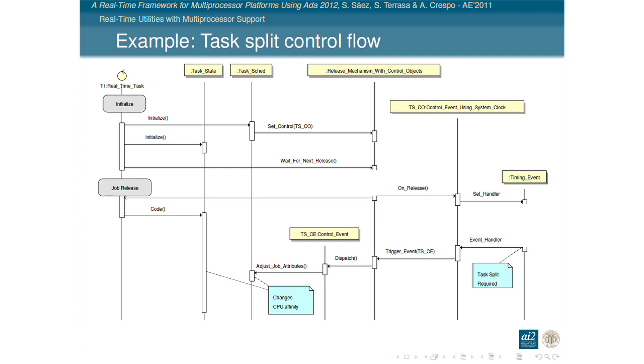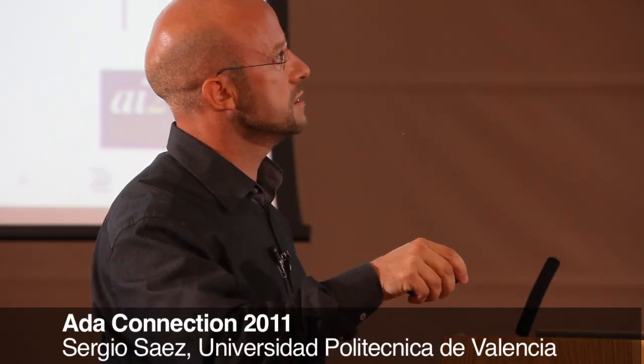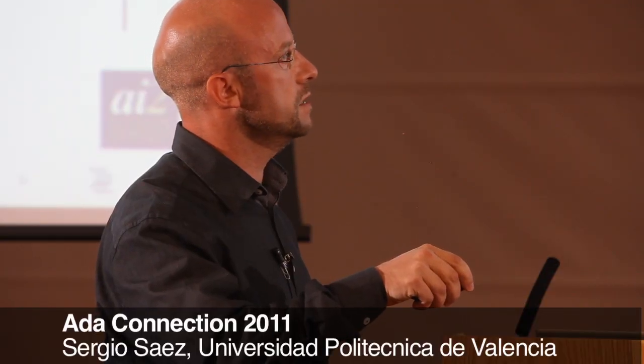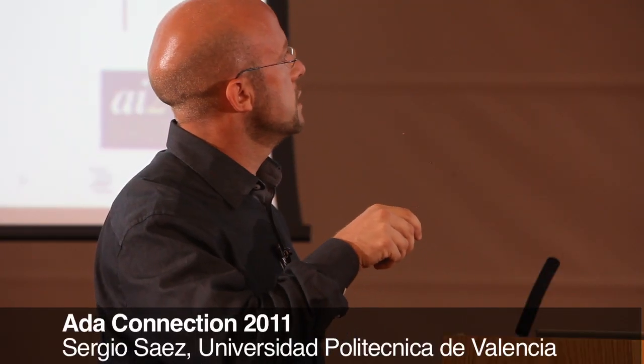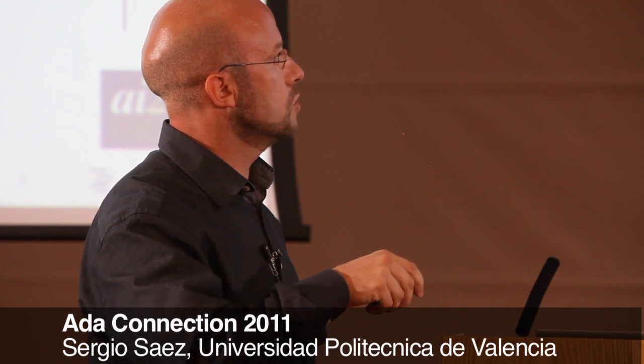the control flow of a task split. This is the initialization. You perform the initialization of all the components. This is a release mechanism and the control object. Before the job is released, you execute a release procedure of the control object that sets the timing event handler, and then it starts to execute the task code.